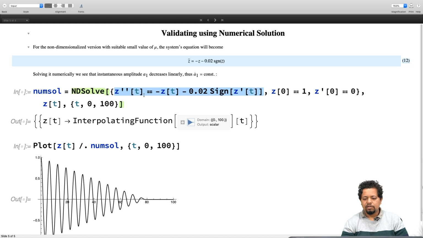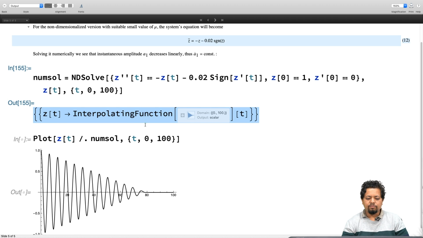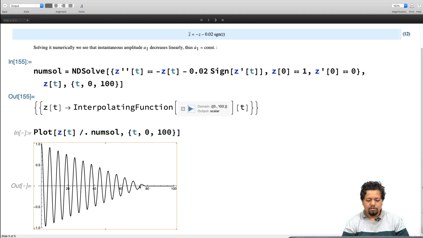We're simply implementing NDSolve. This is my differential equation. The initial conditions are z of 0 is 1 and z prime of 0 is 0. With these conditions, I want to solve for z of t from 0 to 100, some large value of time. When I execute this, again I get a solution in the form of a replacement rule. From this I have to extract the interpolating function. That's what I've done here by writing z of t slash dot NDSolve solution, and plotting it for t from 0 to 100. We get this beautiful plot which shows that the amplitude of oscillation is actually going down linearly. It's a very clear case showing that when damping is small, the oscillation amplitude is simply decreasing linearly for the constant friction force case.